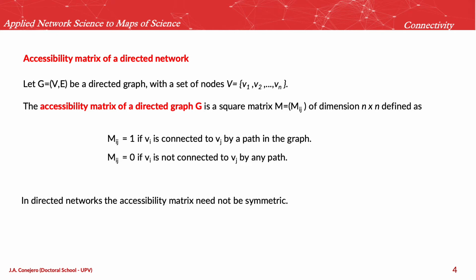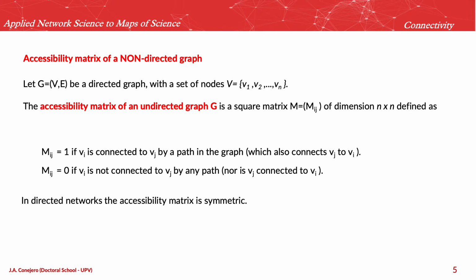In directed networks, as in the case of the adjacency matrix, this needn't be symmetric. The accessibility matrix for a non-directed graph is similar, but here if there exists a path connecting bi with bj, we also have a path connecting bj with bi. As a result, as with the adjacency matrix, for non-directed graphs the result is a symmetric matrix.